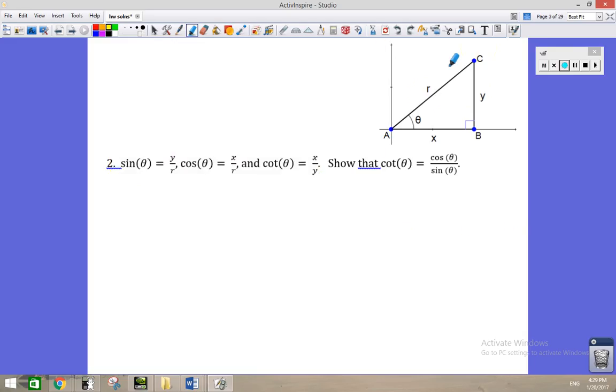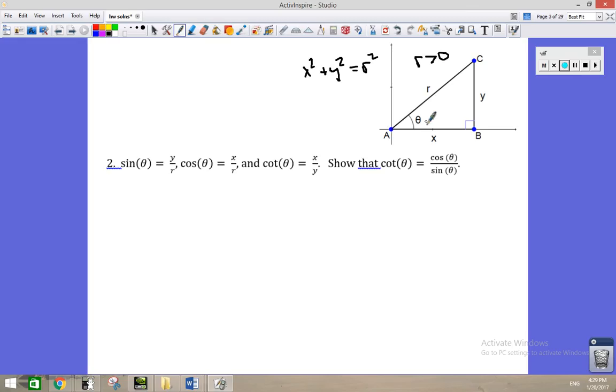And the triangle up here is just to help us with all of the ratios, and also to recognize by the Pythagorean theorem that x squared plus y squared is equal to r squared. And since r is a distance, r is also positive.